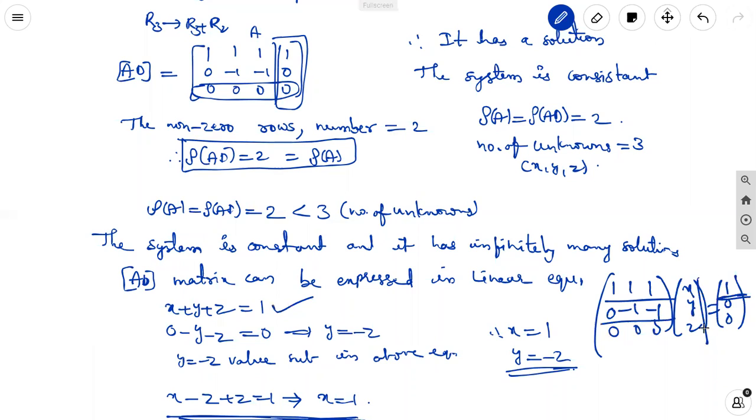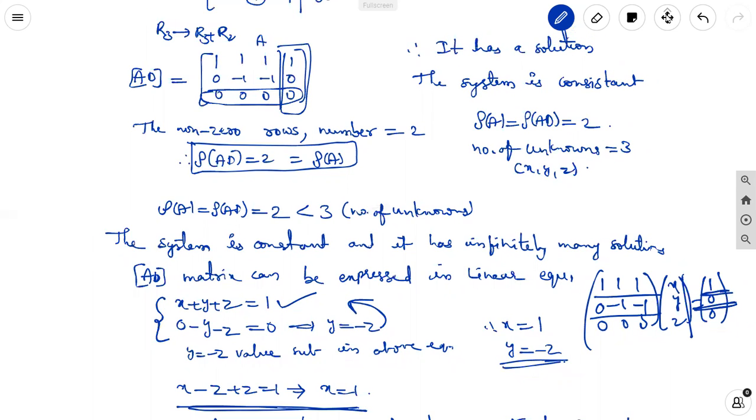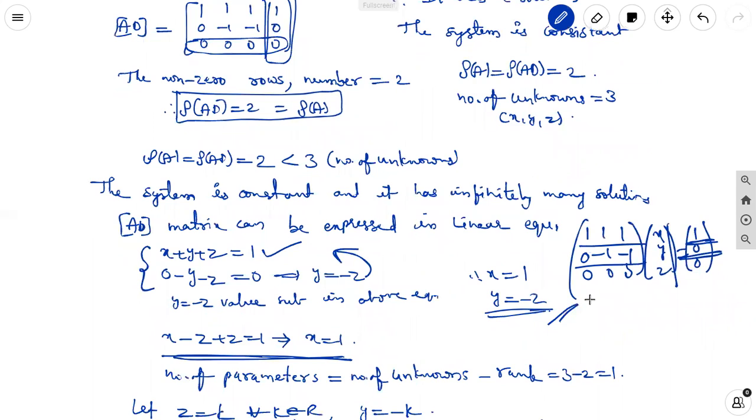The second row is multiplied with the column matrix of variables: 0 into x is 0, minus 1 into y is minus y, minus 1 into z is minus z, equal to the second element of the constant matrix, which is 0. The third row is completely zero, so there is no need of the third equation. Again we can write this as a system of linear equations. From this, y is equal to minus z. Substituting this value in the above equation, the value of x is equal to 1. So the solution is x equal to 1 and y equal to minus z for the given system.